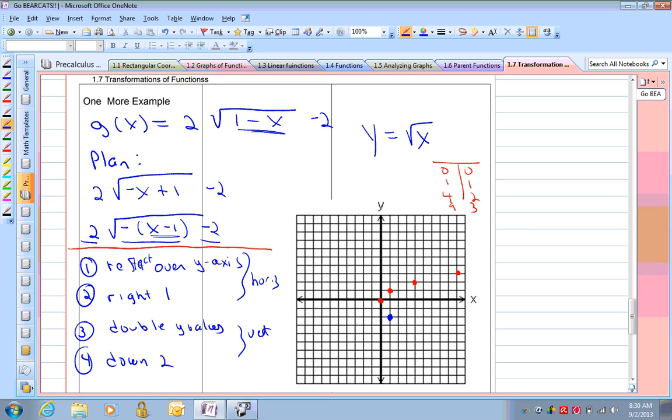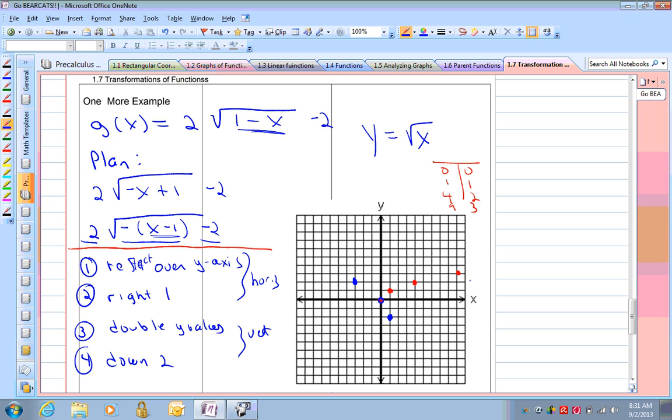All right, let's take the next point. We're going to reflect over the y-axis, so it'll be over here. We're going to move right 1, which puts us here. We're going to double our y value, so we're going to move up to 2, from 1 to 2, we doubled it, and then we're going to move down 2, and that puts us back at the origin. All right, let's take another point. So we're at 4, we reflect over the y-axis, putting us at negative 4. We're going to move right 1, that puts us at negative 3 on the x-axis. Double the y values. Well, y is 2, so we're going to make y 4, and then we're going to move down 2, puts us back at y 2, and there's another point.